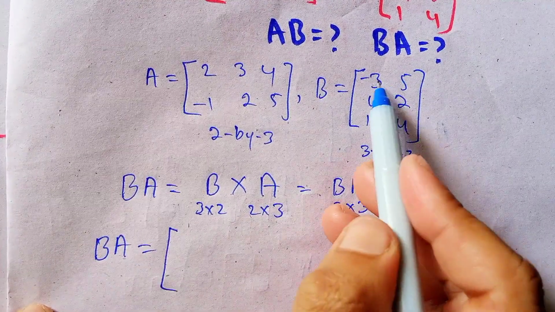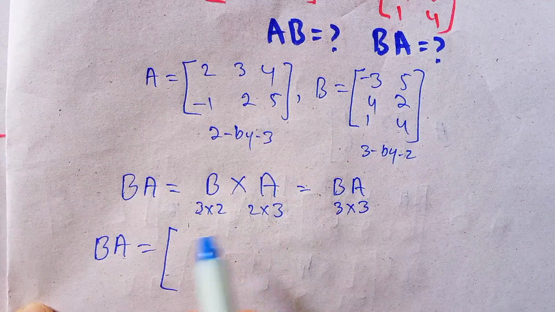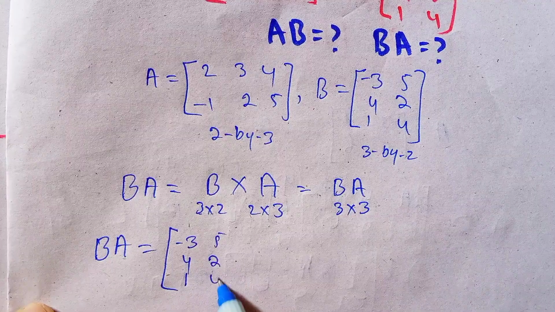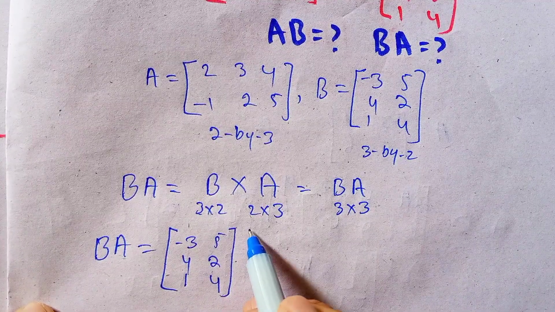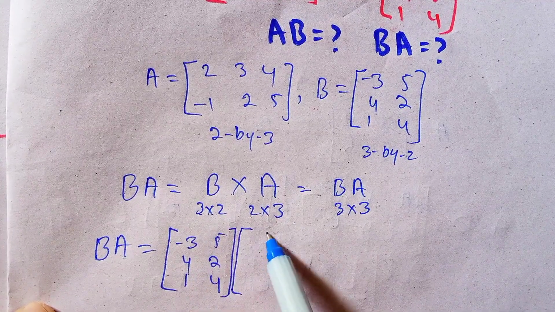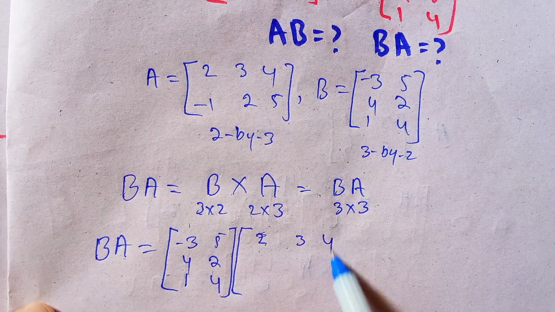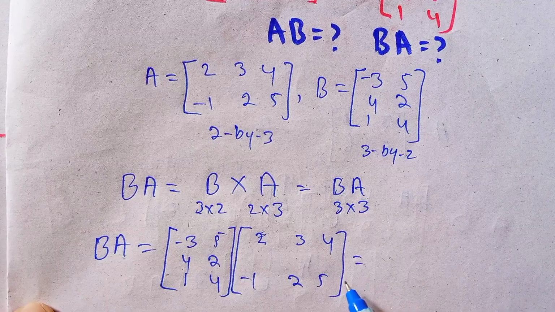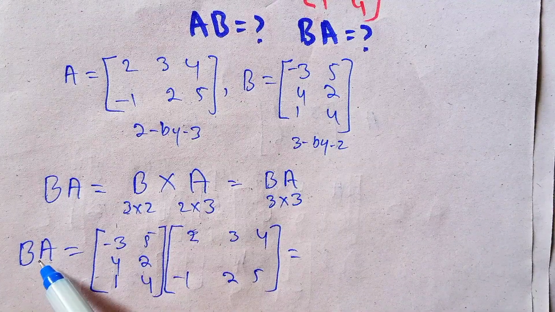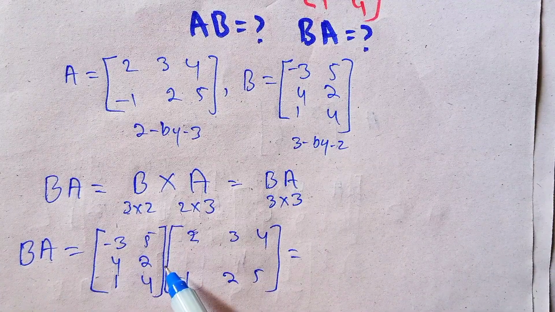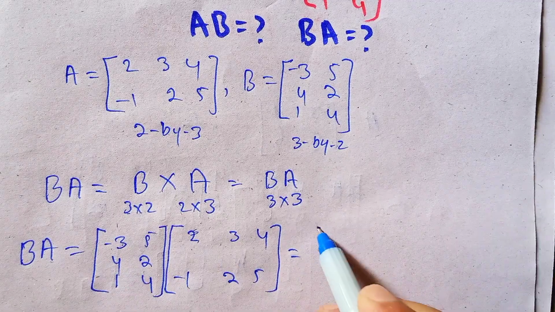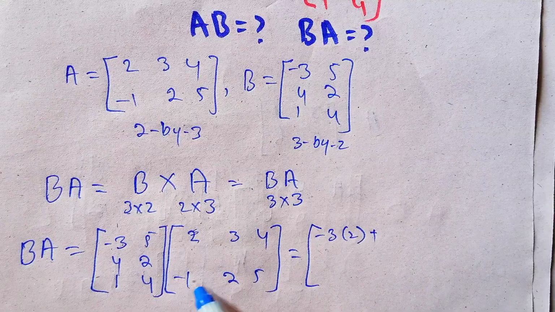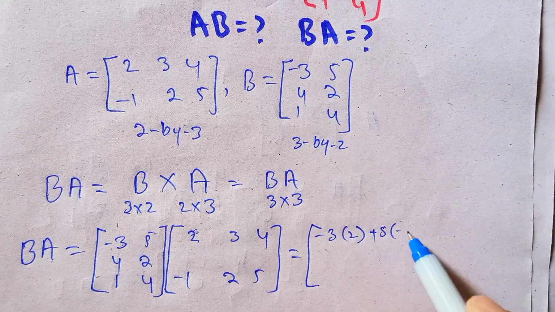So BA equals matrix B, which contains the elements negative 3, 4, 1, 5, 2, 4, times matrix A, which contains the elements 2, 3, 4, negative 1, 2, and 5, equals, multiply the first row of matrix B with the first column of matrix A. Negative 3 times 2 plus 5 times negative 1.